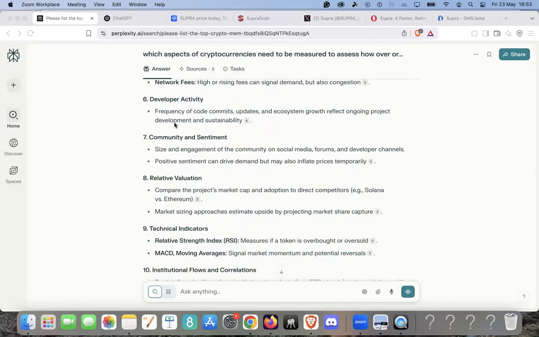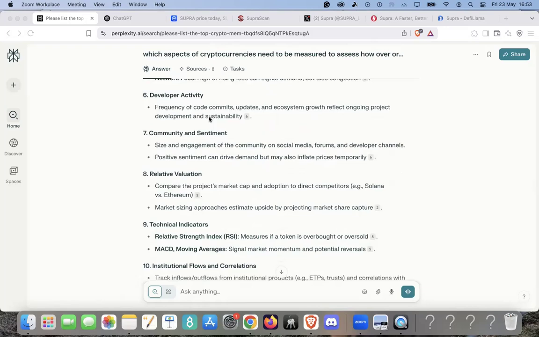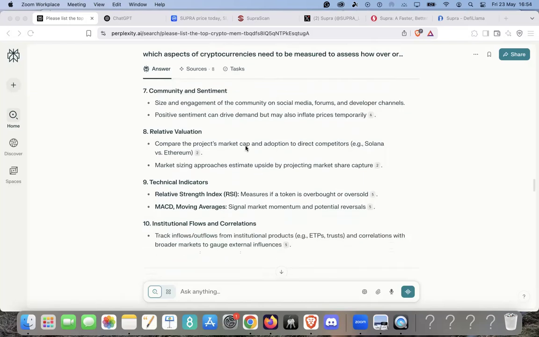Developer activity. Now, this is a big one that I don't normally cover, but the more developers involved in a project, the more likely it is to succeed. And this is something to look into. And this is advanced stage research.